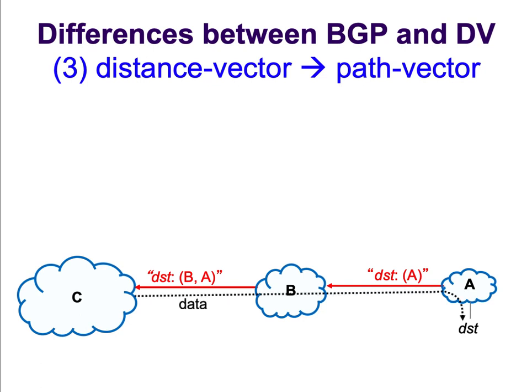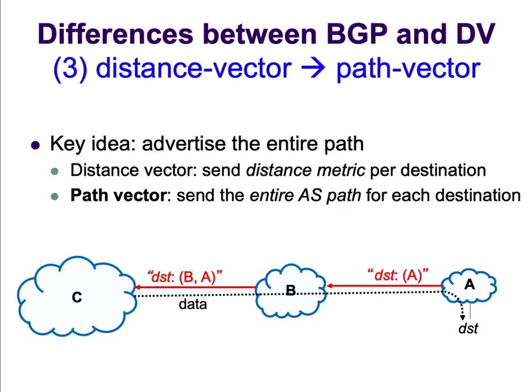So when C turns around, data goes from C to B to A, but sorry, my slides here are all messed up. The key idea, let me recap it. The key idea is you advertise the entire path. So in distance vector routing, we sent the distance metric per destination. In path vector, we're going to send the entire AS path associated with the destination.